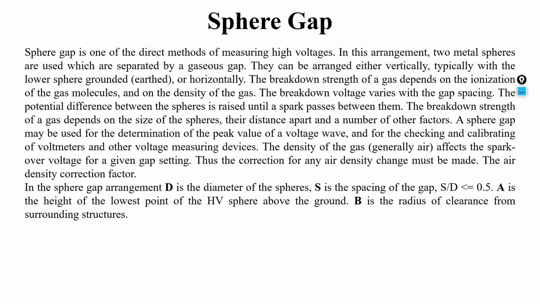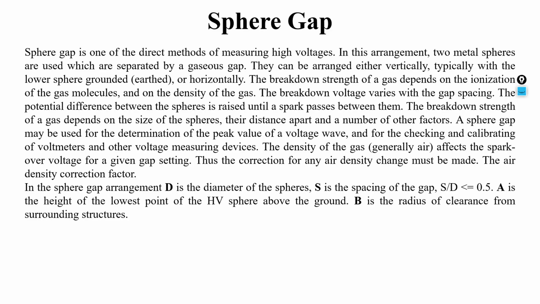So sphere gap is one of the methods used for measurement of high voltage. In this arrangement, two metal spheres are used which are separated by a gaseous gap. They can be arranged either vertically, typically with the lower sphere electrode grounded, or horizontally. The breakdown strength of the gas depends on the ionization of the gas molecule and on the density of the gas. The breakdown voltage varies with the gap spacing.